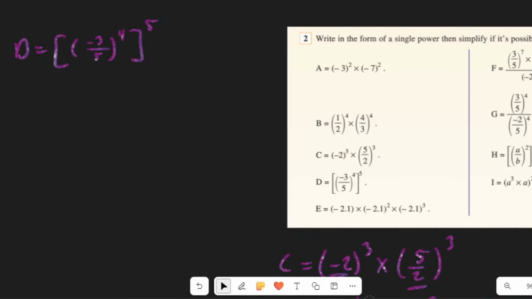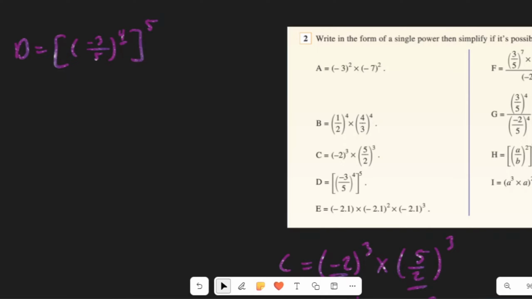The first thing we need to look at is the base. We have negative 3 over 5, which is a negative number. It's less than 0. So the next step is to look at the exponent. We look at the first exponent, not the 5, the 4. 4 is an even number. Therefore, we know that the result is going to be a positive number.